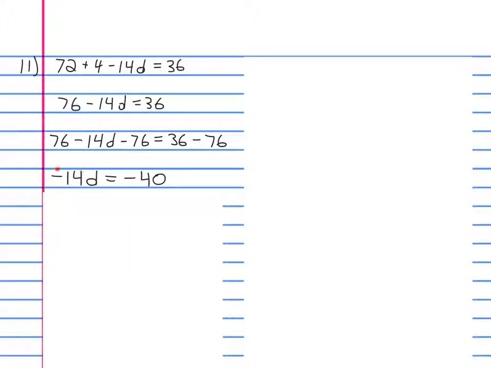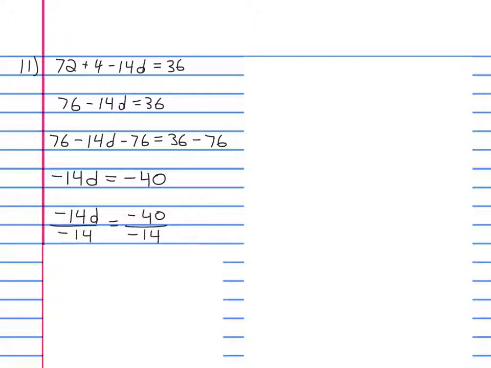Then, what's happening now to d, it's being multiplied by negative 14. We undo that with the inverse operation of dividing by negative 14. And we do that to both sides, okay? So negative 14 over negative 14 is 1, so that's 1d, or just d. And then this can be simplified. Okay, the negatives cancel out. Negative divided by negative is positive.